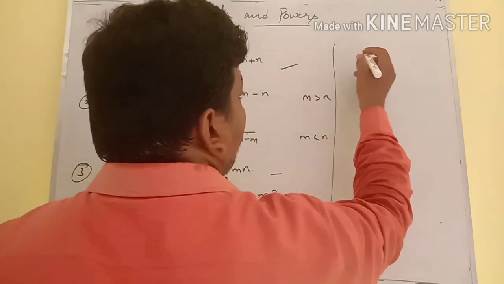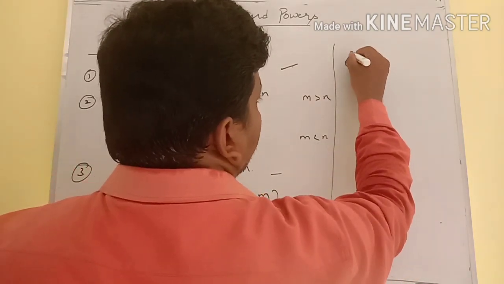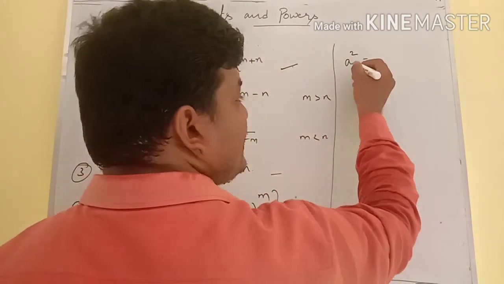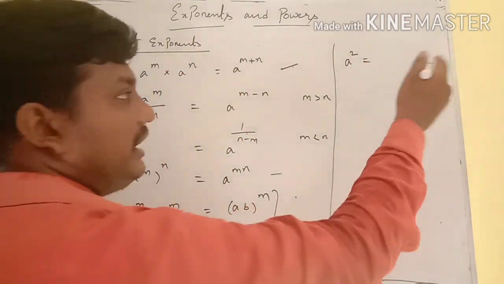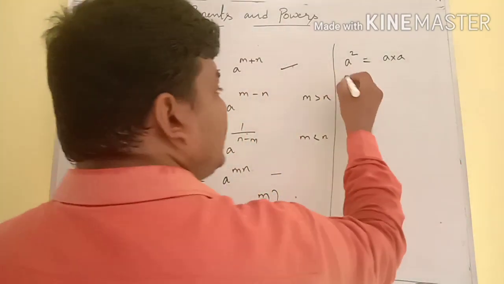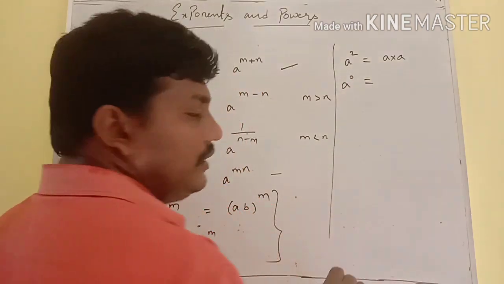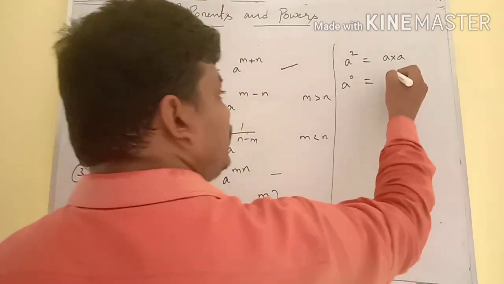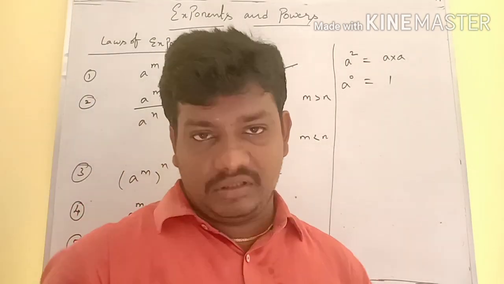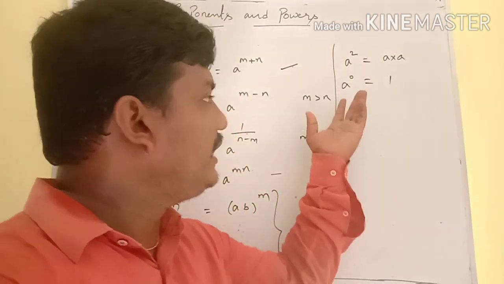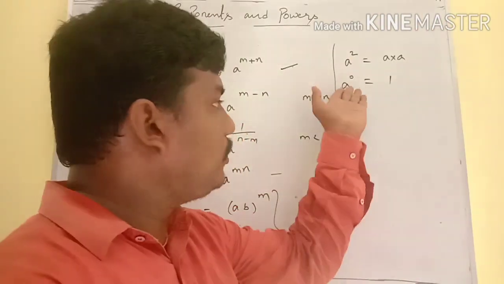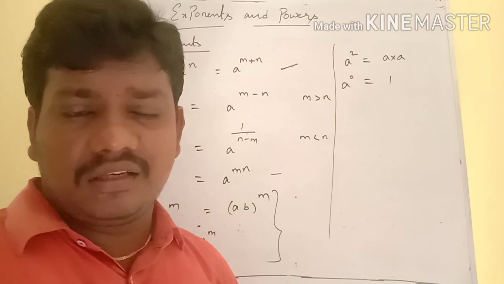If you have a positive power, a power 2, it means a is repeatedly multiplied 2 times, that is a into a. If you consider a power 0, it means 1, because a power 0 means a is multiplied 0 times. A is multiplied 0 times means a is not there. If a is not there under the product condition, why? Because the exponent is a product.